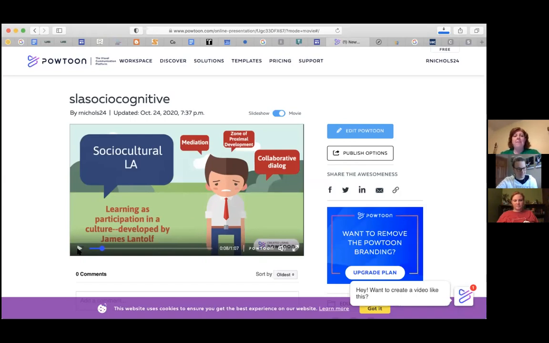Sociocultural SLA views learning as a participation in a culture, and it was developed by James Lantolf. It covers three things: mediation, the zone of proximal development, and collaborative dialogue. I think Sarah's going to go over the ZPD. We've already gone over a little bit of that in our previous studies. So mediation is defined by Lantolf and Thorne as the process through which humans deploy culturally constructed artifacts, concepts, and activities to regulate or gain voluntary control over and transform the material world or their own and each other's social and mental activity. And I got that from Ellis, page 214.